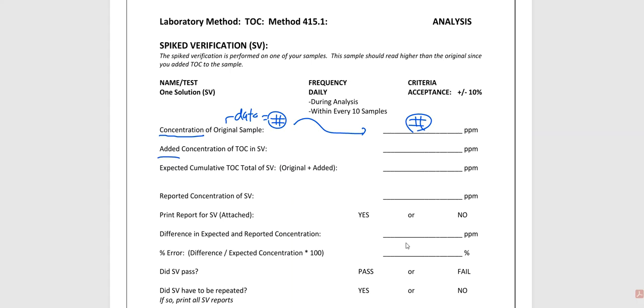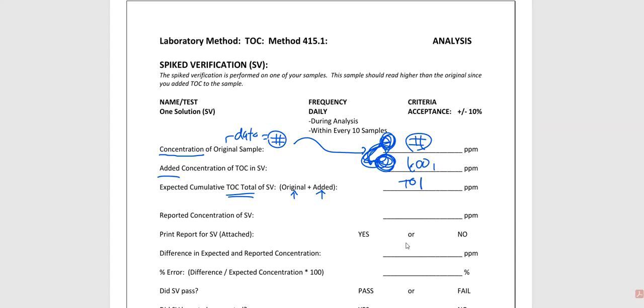The added concentration, if you followed the directions, is going to be 1 ppm. Based on the amount that we added, 1 milliliter of a 50 ppm into a 50 milliliter volumetric flask, it is going to be a 50 ppm addition. The expected cumulative average, or the total here for TOC, is your original and your added amount. So whatever number this is and whatever number this is, you're going to add them together and get a total. And that total is what we should be expecting on the report for the spot data point.